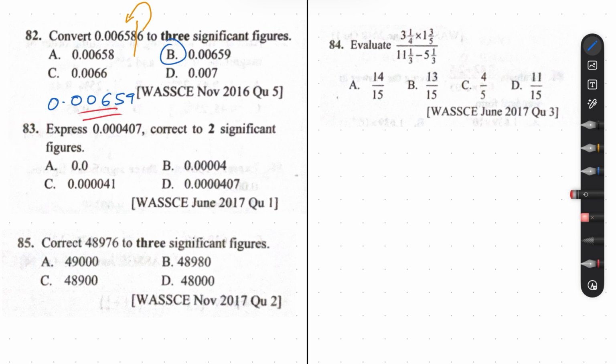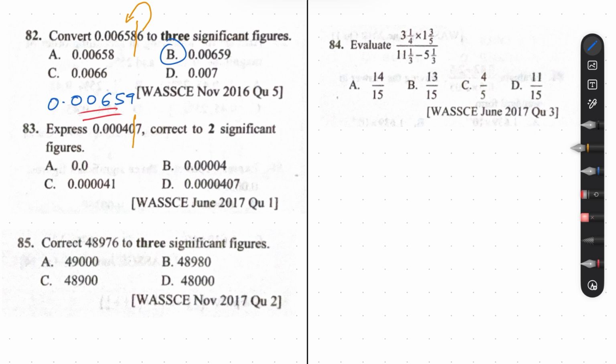Question number 83 says express 0.000407 correct to two significant figures. Cool. Now, what is our first significant figure? Is this 4 right here? So we need to count 2, which is 1, 2. It ends in 0. So we need to put a line here. Okay, let's put the line there.